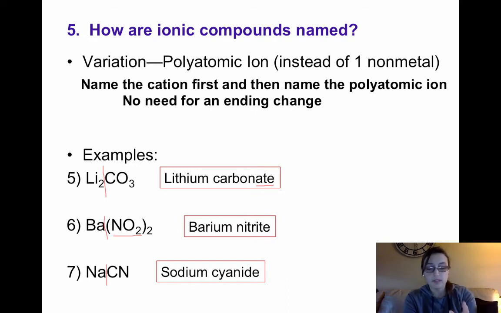Remember that the only time that you have to have anything special in the name is if it's a transition metal. You need Roman numerals. And when it comes to polyatomics, you just need to know those 12 polyatomic ions so you can identify them.